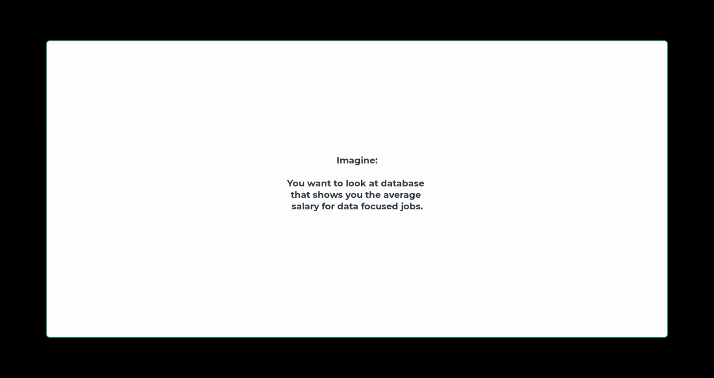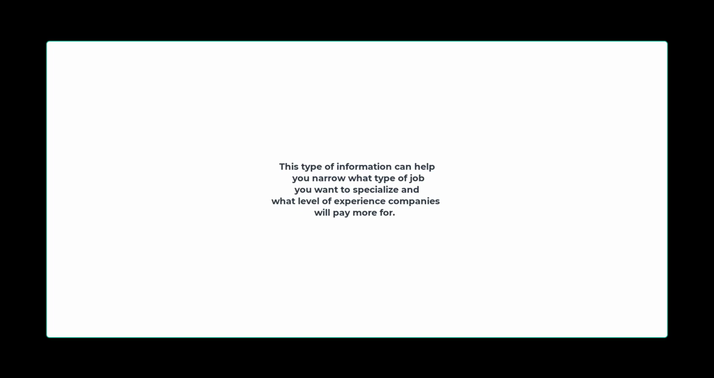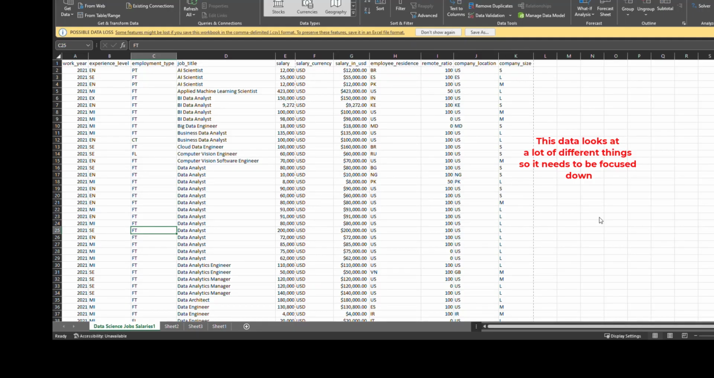Imagine you wanted to look at various data science job salaries to determine where or what you wanted to do, and how much experience you would need to gain. For this project, I will be looking at a database that looks at data science job salaries. First, you'll start with the database. It gives you a large amount of data that's hard to determine what it is you want to look at.